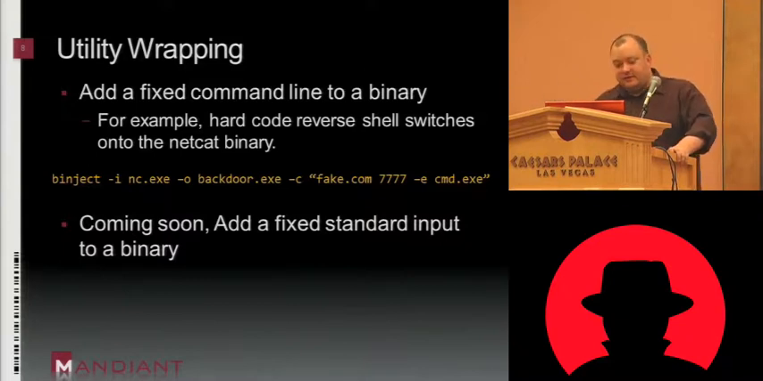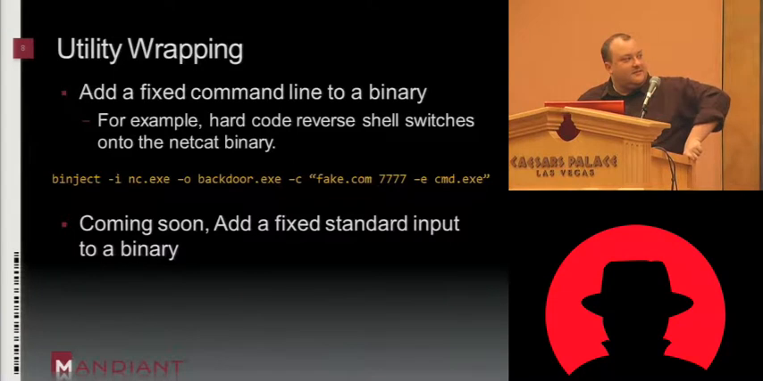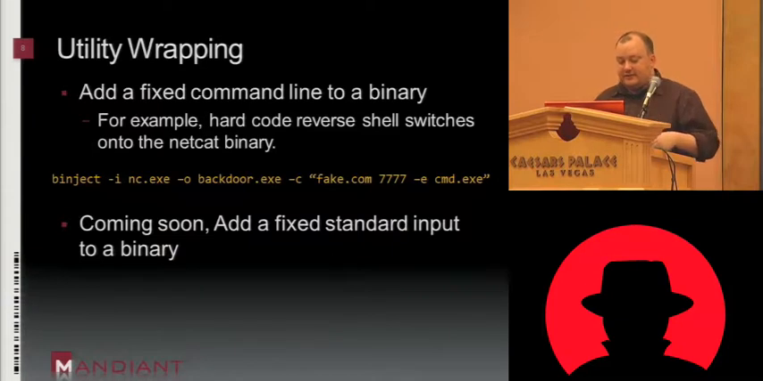So here's an example of wrapping netcat.exe to make it a persistent backdoor, where all you have to do is make sure netcat gets launched, and it's always going to create a reverse shell. This reverse shell will connect out to fake.com on a certain port and launch a command shell connected to it. Eventually, I'd also like to get a function put in here to attach a fixed set of standard input to a binary, that sort of thing.